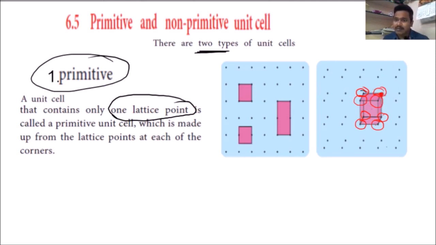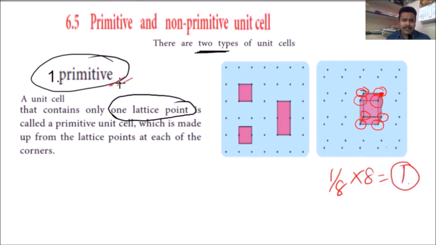So an atom present at a corner is shared by 8 cubes. Totally 8 cubes are sharing. So this cube gets a share of 1 by 8 of this atom. How much part? 1 by 8 part. Like that, how many corners are there? 1, 2, 3, 4, 5, 6, 7, 8. Into 8, like that it comes to 1. Then this is called a primitive.